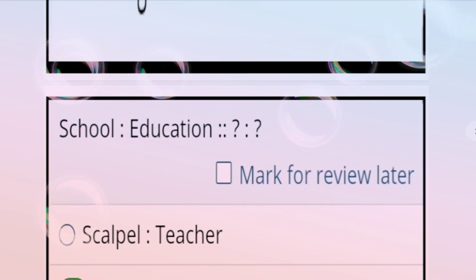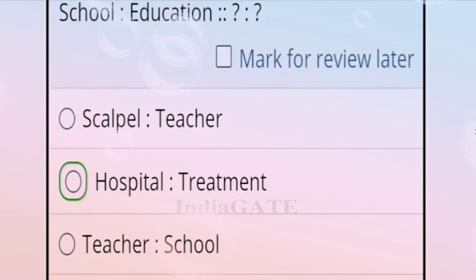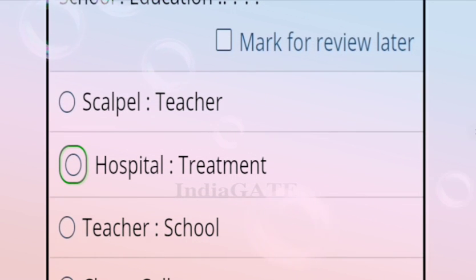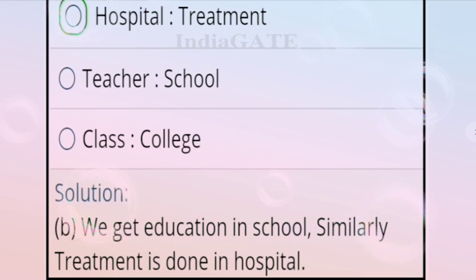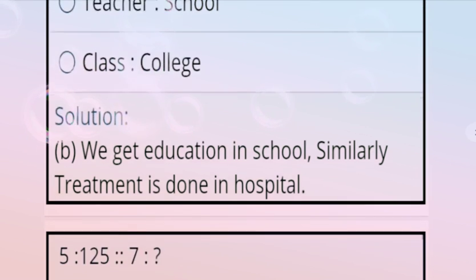Now come to the next question, and here the direction is given for 23 to 24. In the following questions, select the related word pair from the given alternatives. Here school is related to education, so the correct answer is option B, hospital is related to treatment. We get education in school, so similarly treatment is done in hospital.